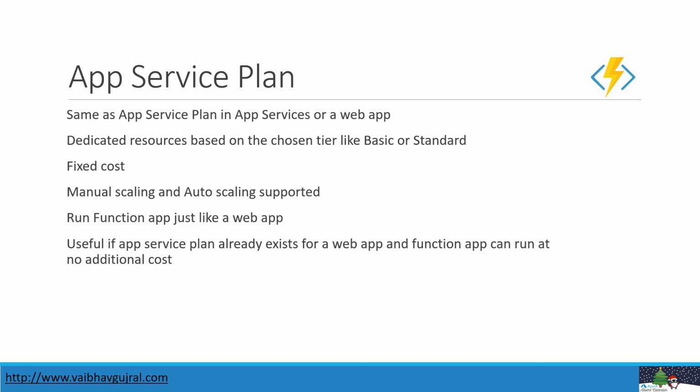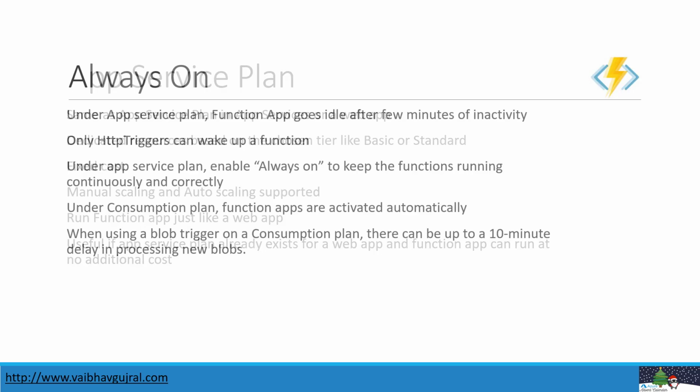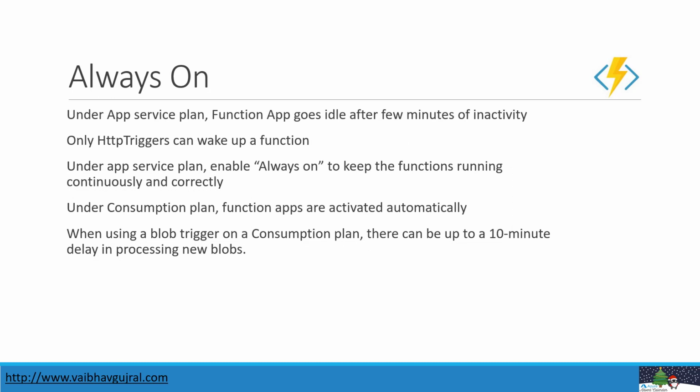Under dedicated plans, you can run function apps just like web apps. Using a dedicated plan is very useful when an app service plan already exists for a web app and the function app can run at no additional cost. One important consideration for using app service plan is that the function app goes idle after a few minutes of inactivity. So in such cases, you should always enable always on to keep the functions running continuously and correctly. Under consumption plan, function apps are activated automatically.